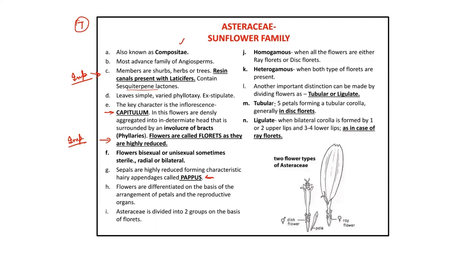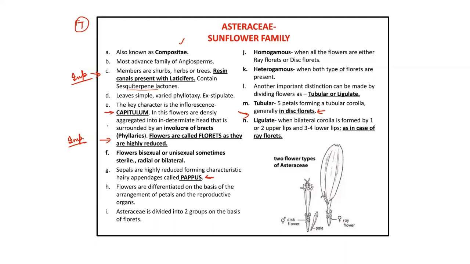Then disc floret is also important. Then 5 petals forming a tubular corolla. Generally, they form a disc floret. So disc floret is seen in the case of Asteraceae family. Then we talk about ligulate, and in the ligulate we talk about the bilateral corolla, which is formed by 1 or 2 upper lips and 3 to 4 lower lips. Okay, so 1 or 2 upper lips and 3 to 4 lower lips together form the ligulate. So this is also important.